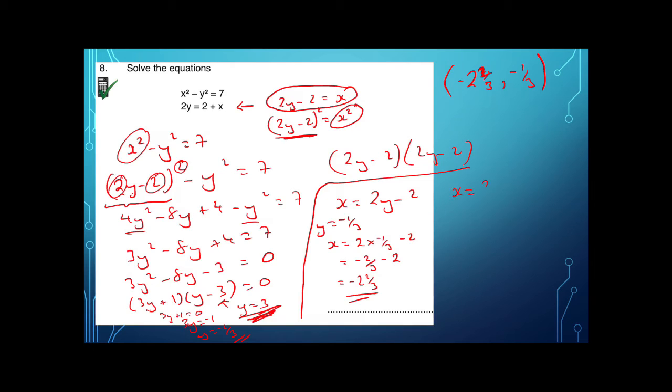using this one again. When y is equal to 3, x is equal to 2 times 3 minus 2. x is equal to 6 minus 2, which is 4. So we know that the line and the curve intersect at 4, 3 also.